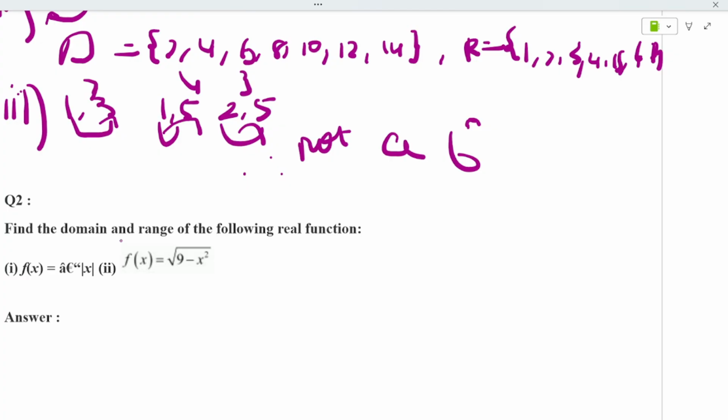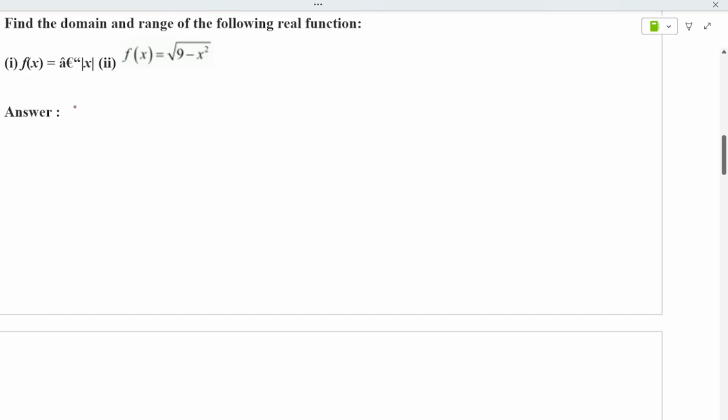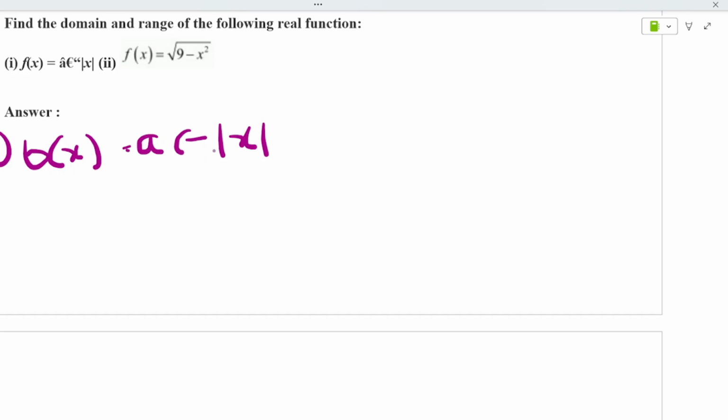Now let's see the second question. Find the domain and range of the following real function. They have given f(x) = |x|. Mod x is nothing but positive numbers.